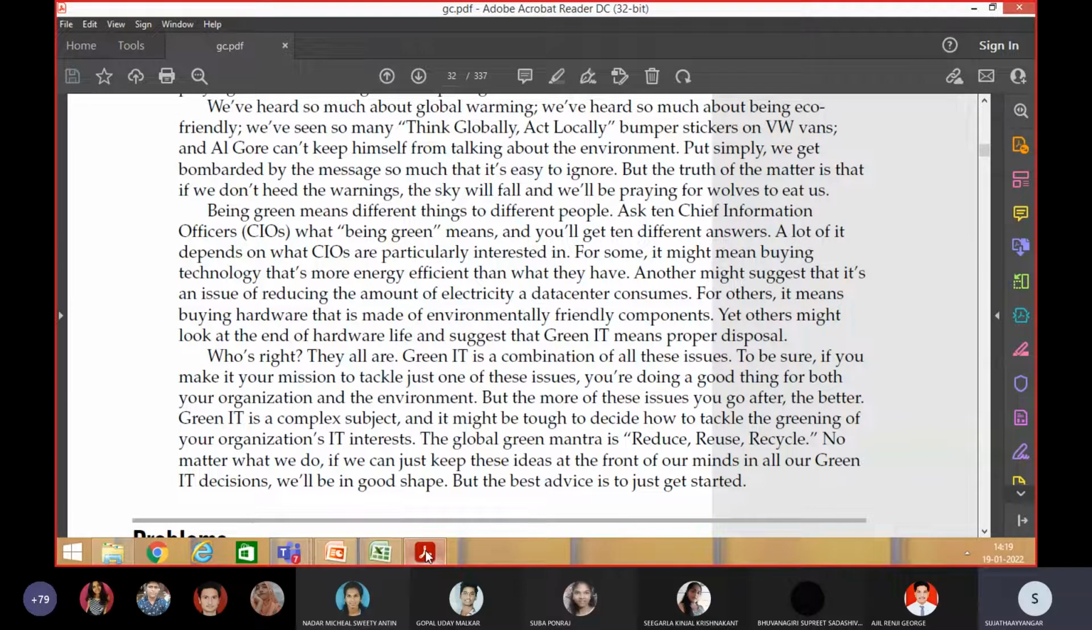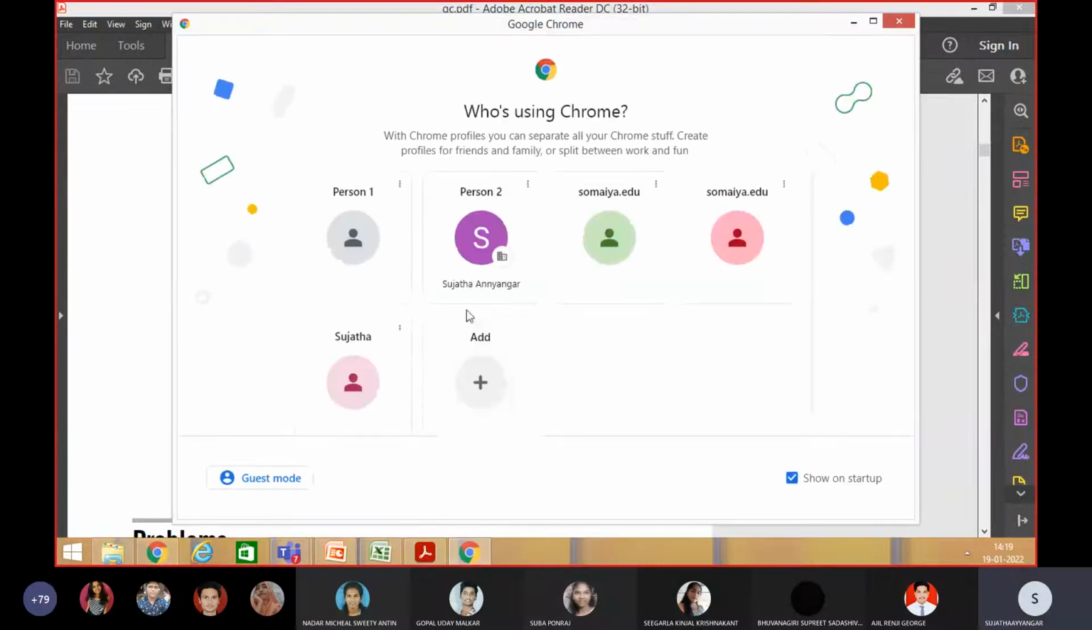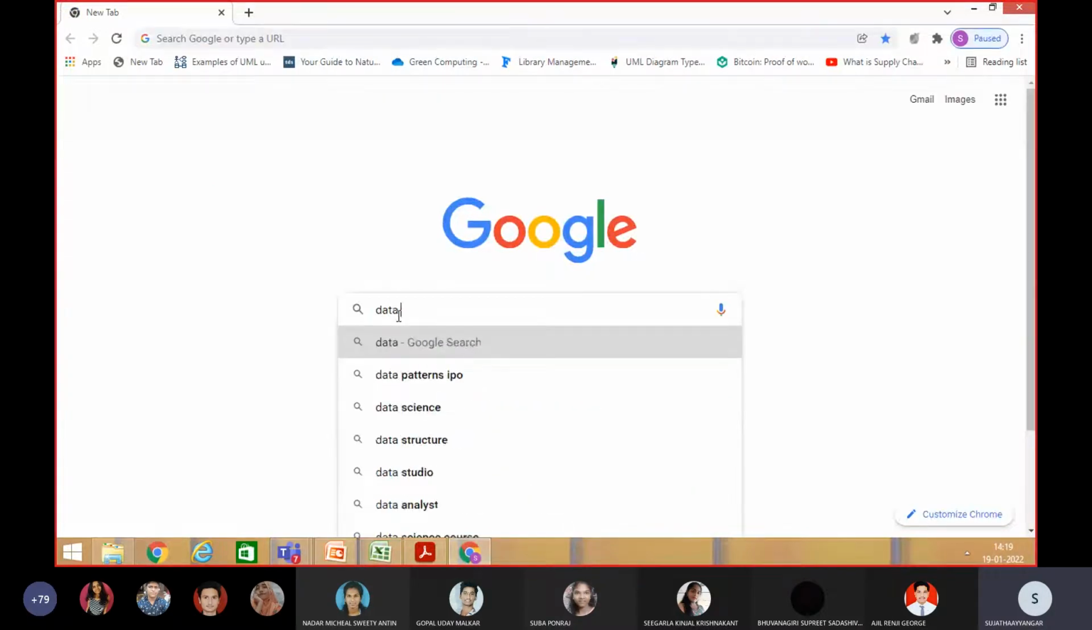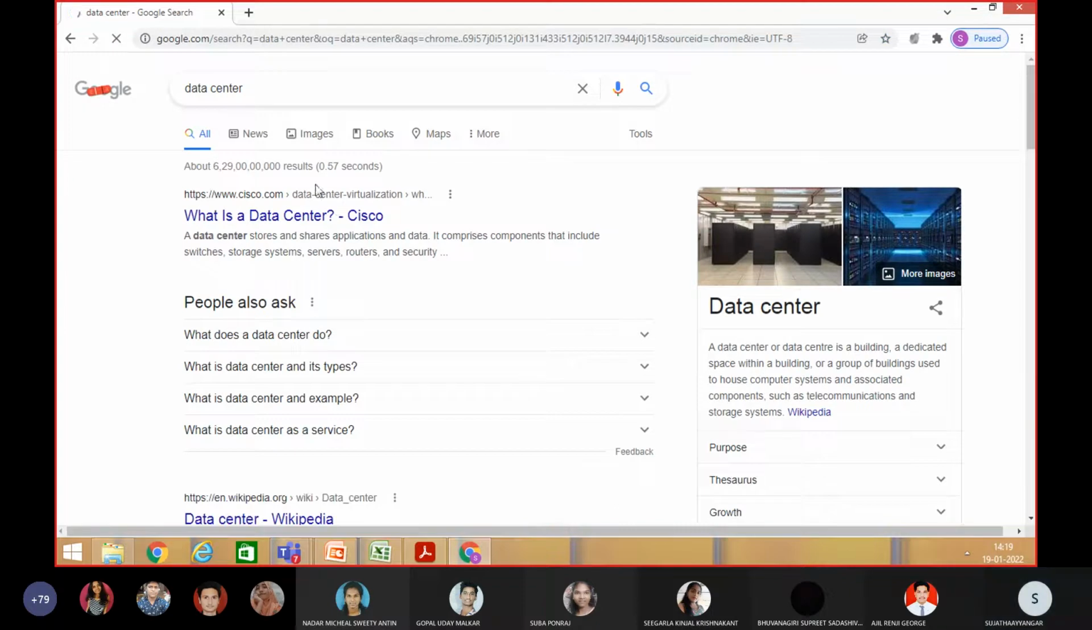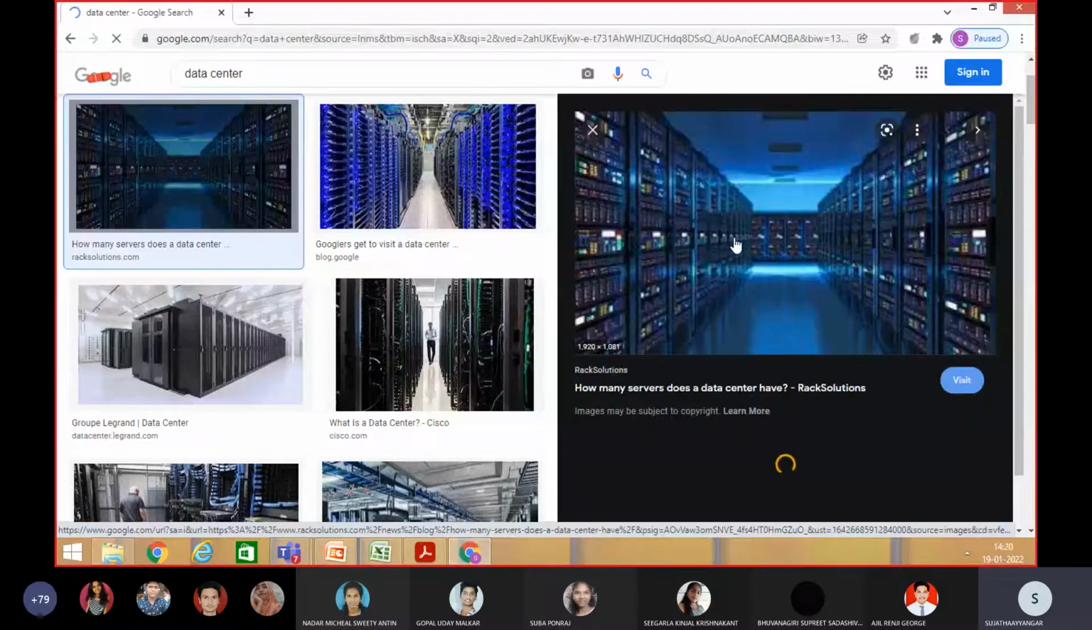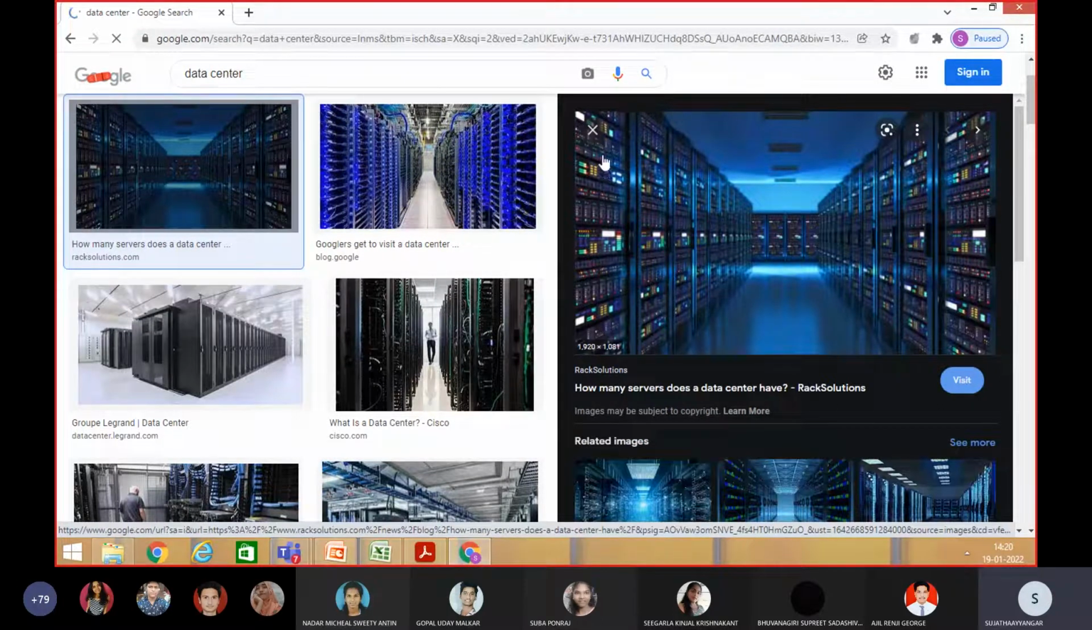Whoever is hearing about the data center for the first time, data center means where your data servers are, correct? A data center is a very, very huge place. Here they have shown a small place in this picture. In a data center, they have so many racks which are interconnected with so many wires.